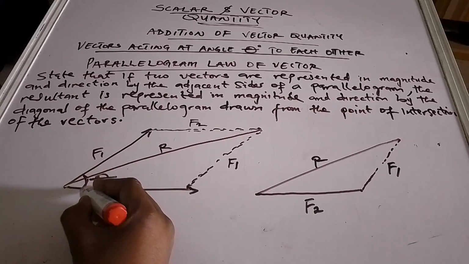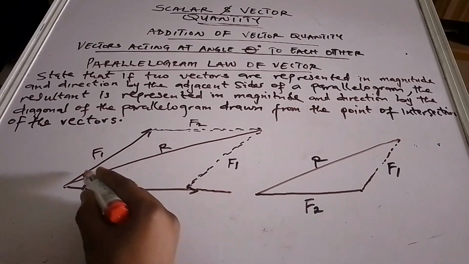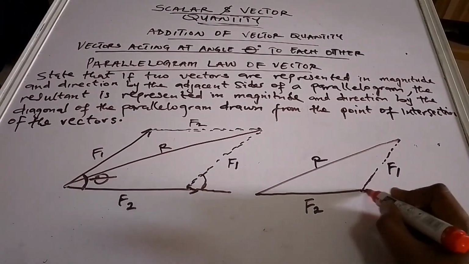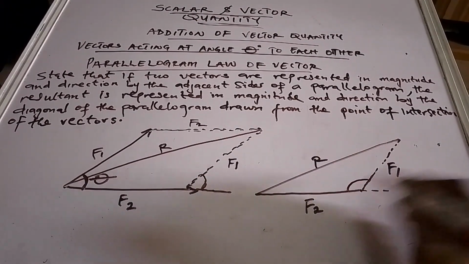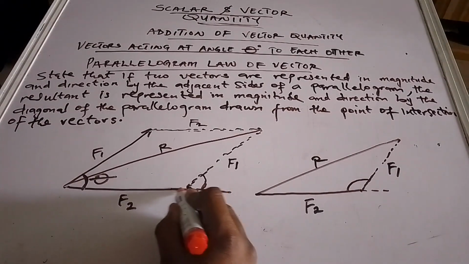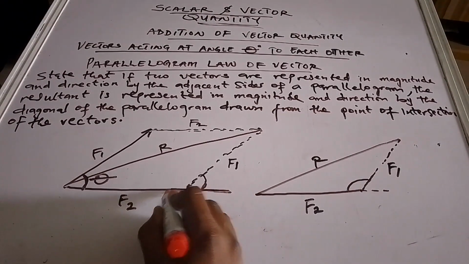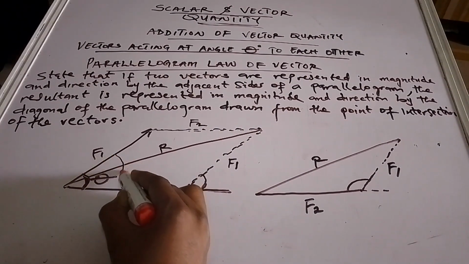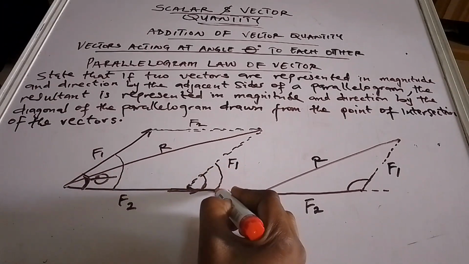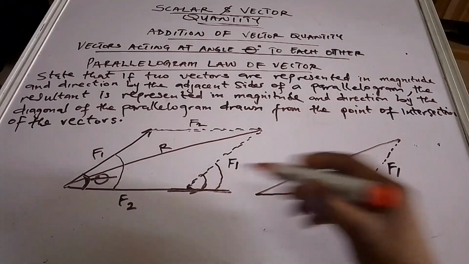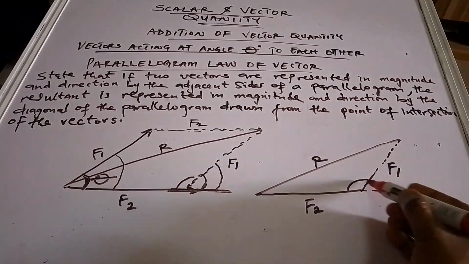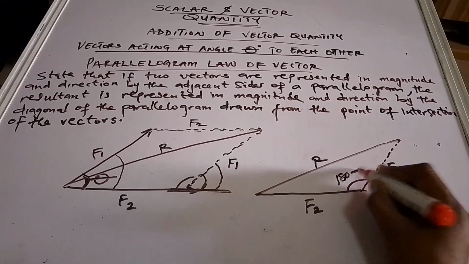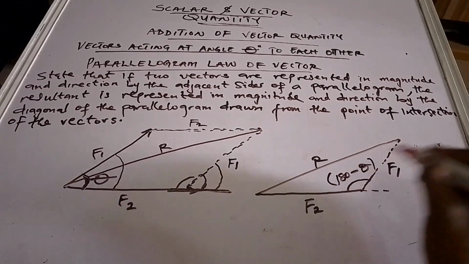If everything here is theta, remember this angle is corresponding to this angle. So if this angle is theta, then this angle is going to be 180 minus theta. Remember, angle on a straight line is 180. And every angle here corresponds to the angle here, that's the corresponding angle. So definitely, this remaining part is going to be 180 minus theta. So this angle here is 180 minus theta.